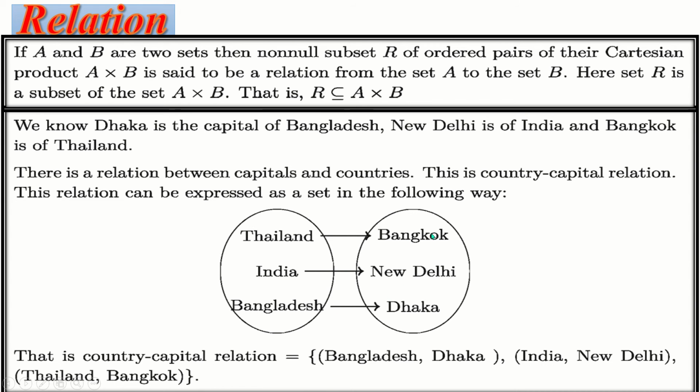But as this is a country-capital relation, the required result will be Bangladesh, Dhaka; India, New Delhi; Thailand, Bangkok. The others will be subsets of the Cartesian product, but not the relation. Clear?